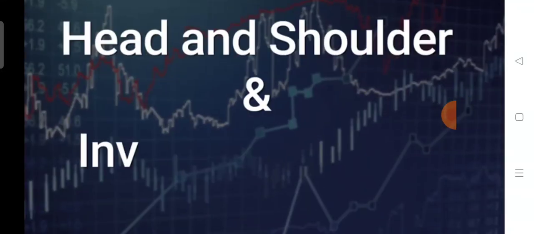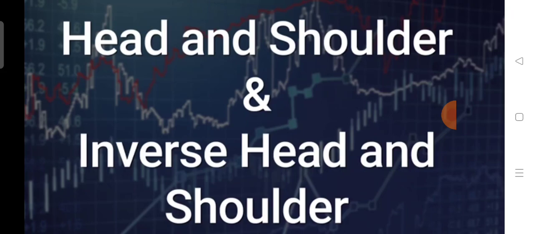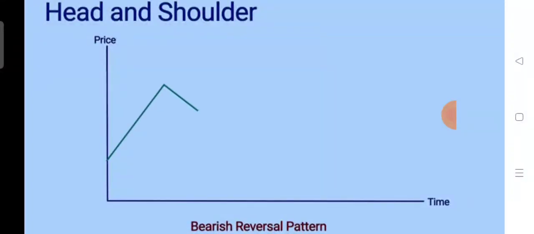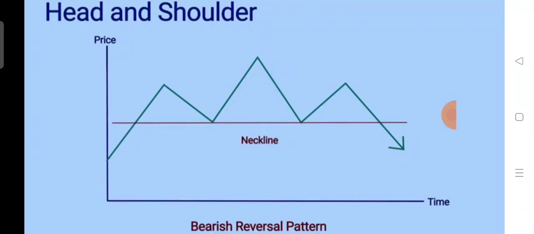In this video, we are going to discuss the head and shoulder and the inverse head and shoulder classical chart pattern. The head and shoulder is a bearish reversal pattern. That means after an up move, if we find a head and shoulder pattern, then after the breakdown, we see the price coming down, that is price reversal.